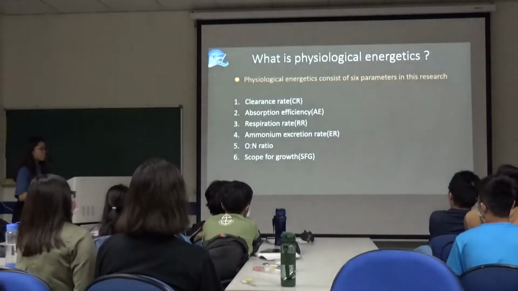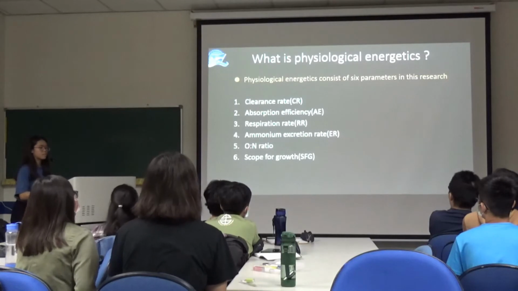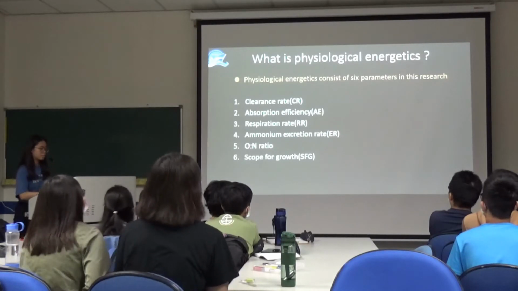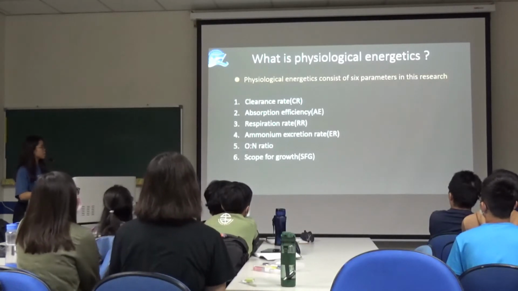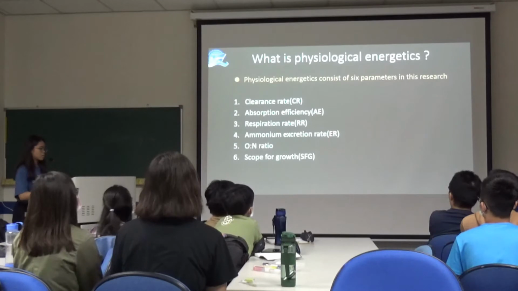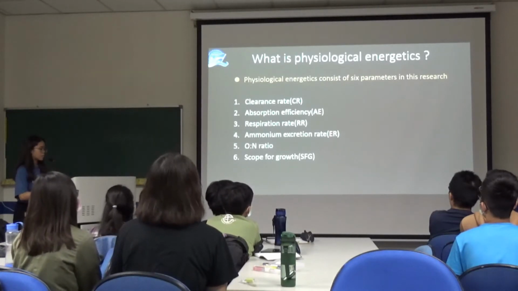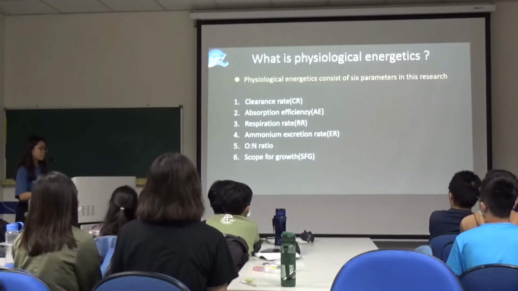And what is physiological energetics? Physiological energetics consists of 6 parameters in this research. The first one is clearance rate. The second one is absorption efficiency. The third one is respiration rate. The number 4 is ammonium excretion rate. And number 5 is oxygen and nitrogen ratio. And the final one is scope for growth.